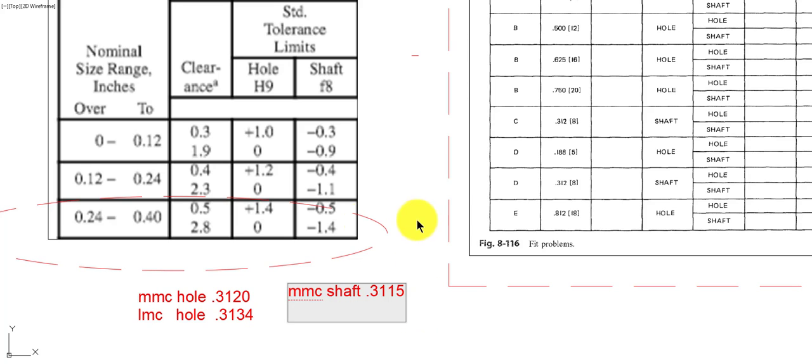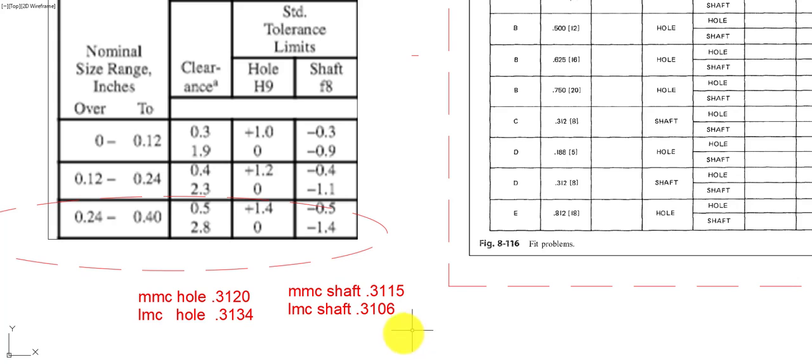Now we come down here, the least material condition size for the shaft is going to be the nominal size minus 1.4. Happens to be the same as this number, but that's kind of a coincidence. These others aren't the same. So we're going to subtract 1.4 from 3.12. That's going to give us 0.3106. So that's the least material condition size of the shaft.